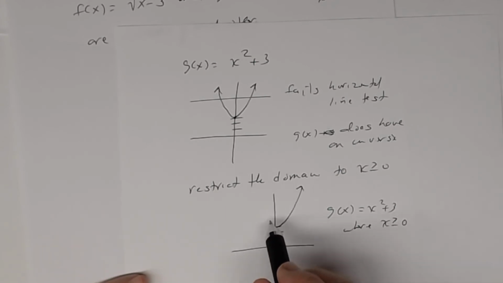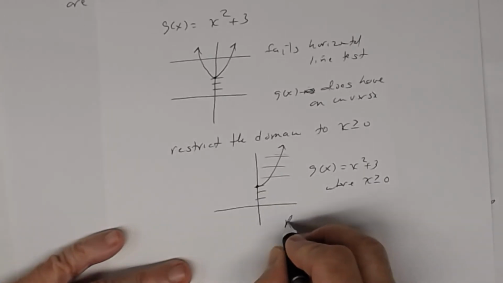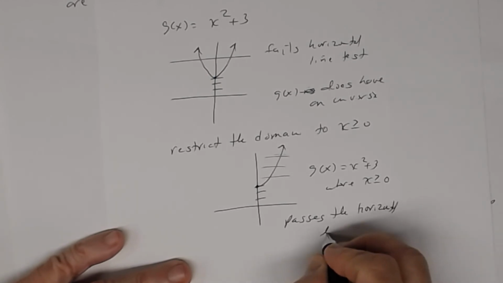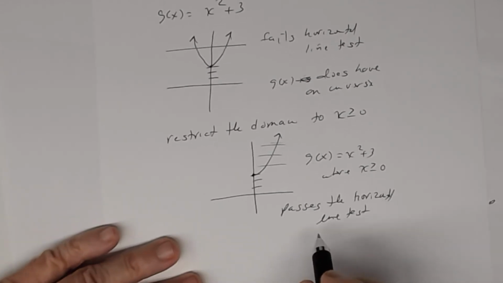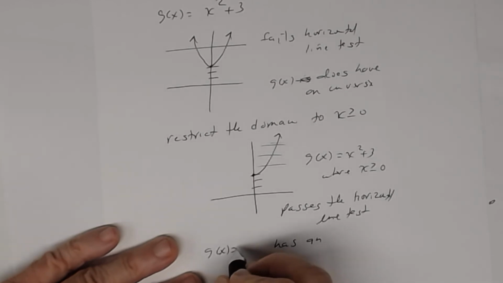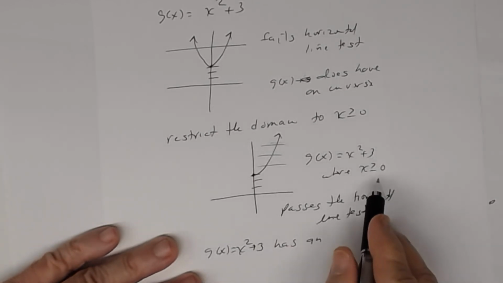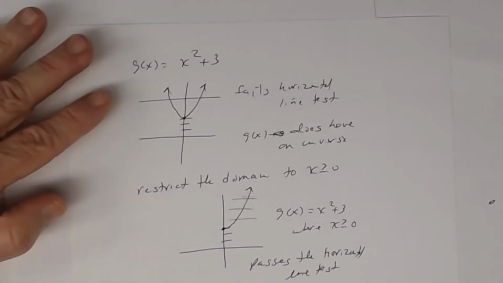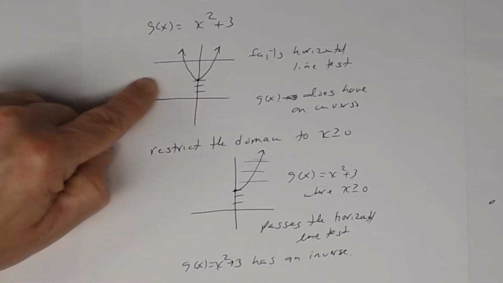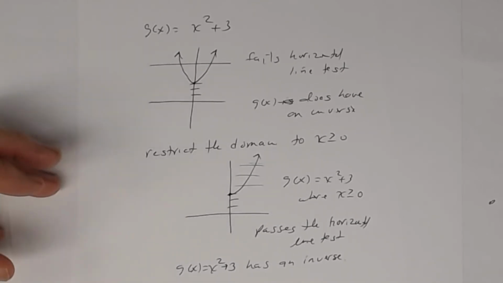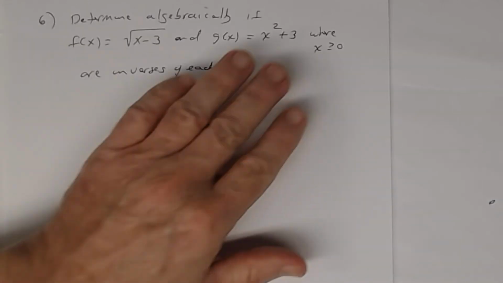All right. So notice that this passes the horizontal line test. So it means it's a one-to-one function, so therefore it has an inverse. So therefore g of x, which equals x squared plus 3, restricted, will have an inverse. Okay? All right. So you learned about the horizontal line test in the previous lesson, and you learned that in order for a function to have an inverse, it must be one-to-one. Okay, so that's why you see that restriction right here.